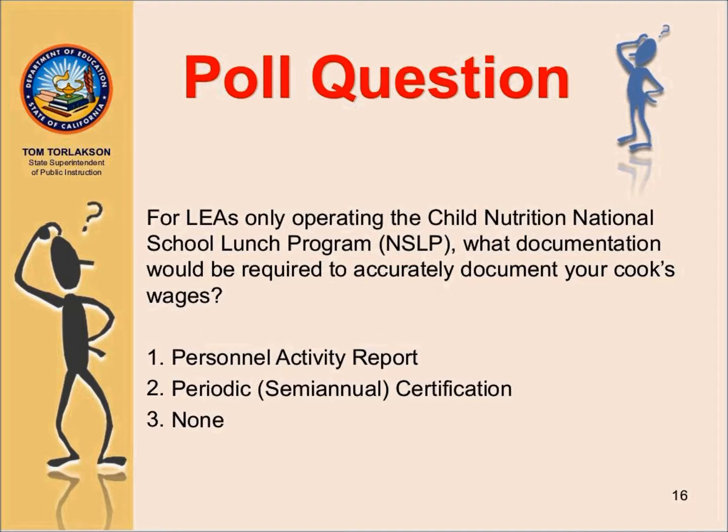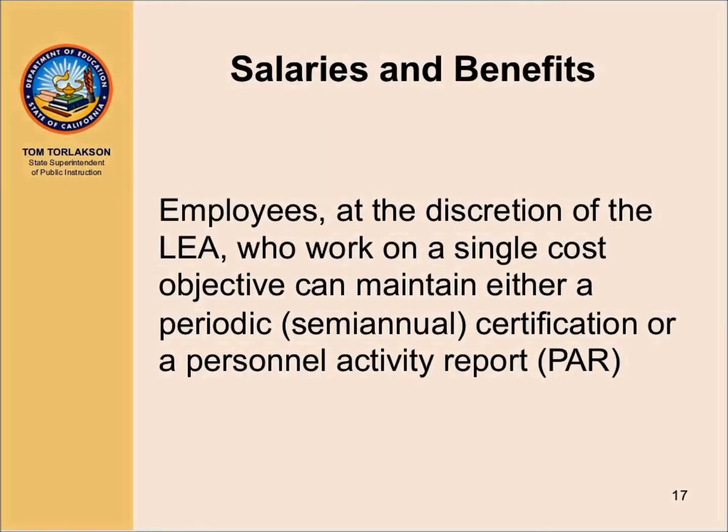The answer to the question is periodic certification. The state guidance on periodic certification can be found in the CSAM. The CSAM was developed based on federal regulations found in 2 CFR Part 225 Appendix B, Item 8H3. The periodic certification must certify the employee works solely on that program or cost objective, are prepared at least semi-annually, are signed by the employee or supervisor that has first-hand knowledge of the work performed by the employee.